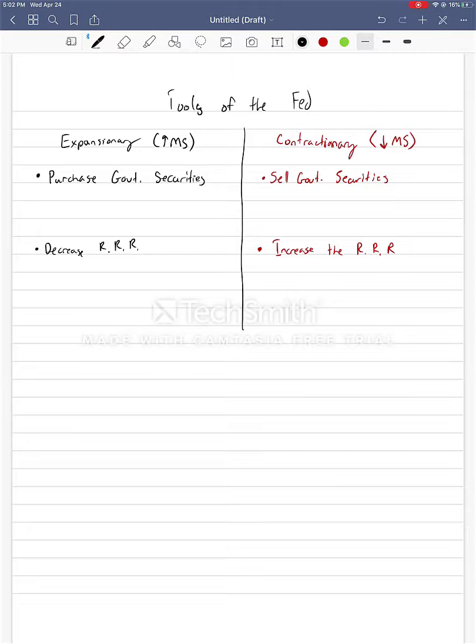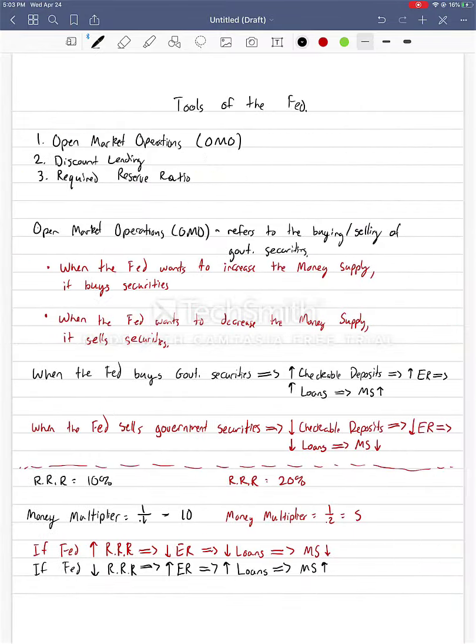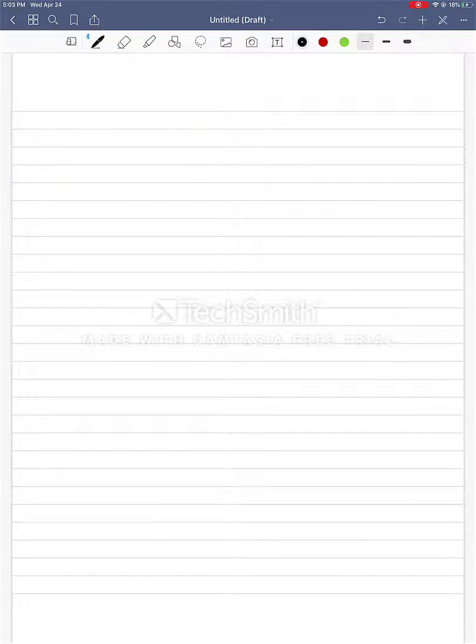Now, this tool is not as precise or predictable as the open market operations are. Since small changes in the money multiplier can lead to large swings in the money supply, changing the required reserve requirement can cause the money supply to change by too much. So once again, this one isn't going to be as precise. So the main tool that they're going to use is going to be these open market operations. But let's look at that third tool of the Fed. This one is going to be the discount rate.